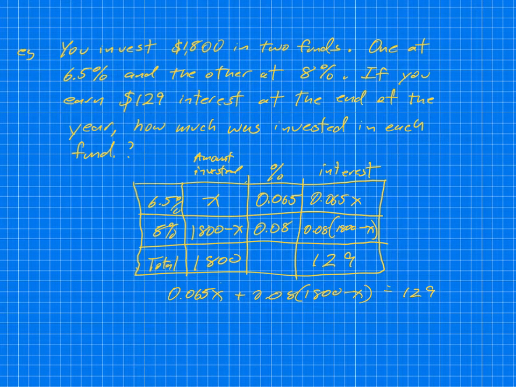I think you're right. Multiplying everything by 100 doesn't necessarily make everything easier, but it does get rid of the decimal. Wait, wouldn't we multiply it by thousands? Yes, because of the 6.5, right. But let's go ahead and not. All right, so what is 0.08 times 1800?